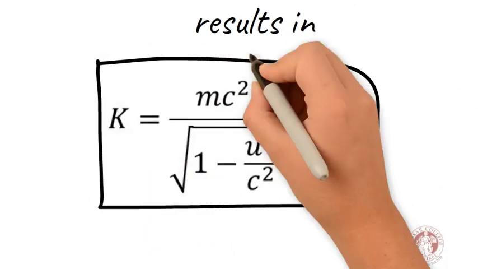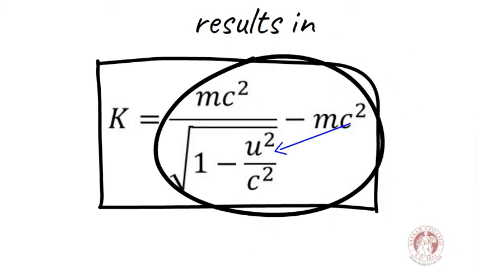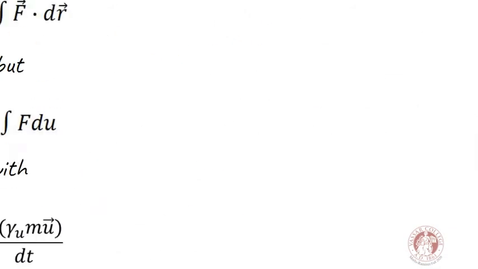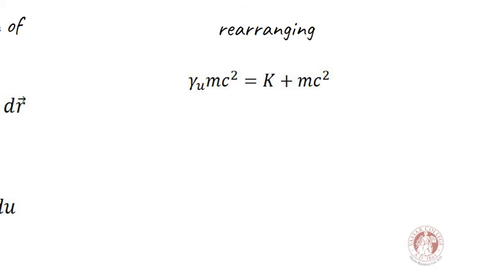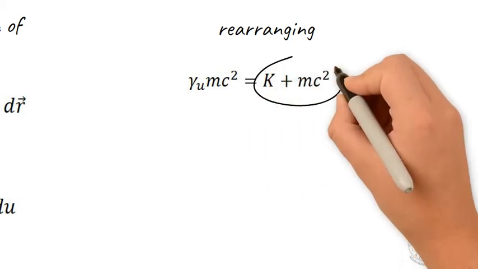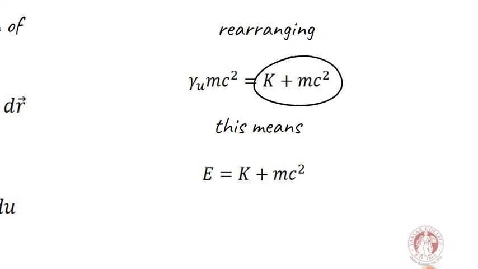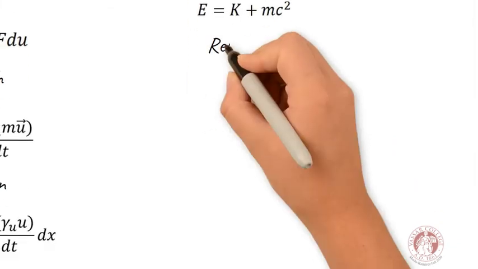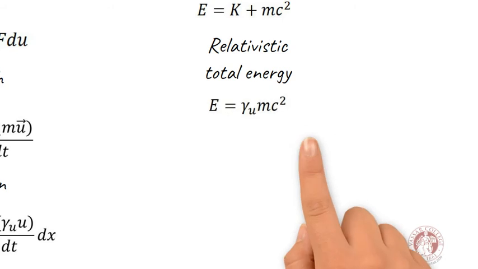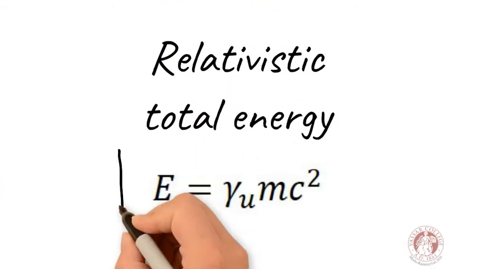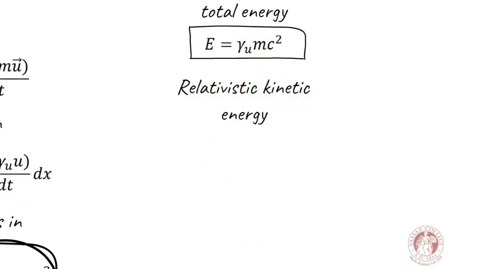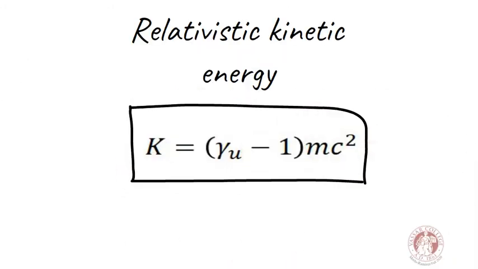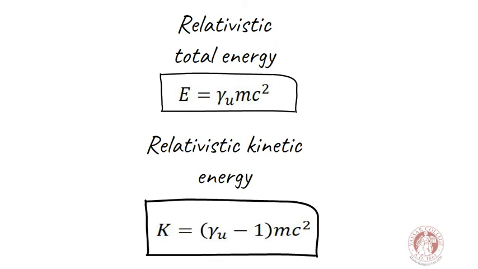Now let's turn our attention to the right side of the definition of the kinetic energy. We can see that if we rearrange the equation, we get the following. But, this equation has the form of the total energy. Then, we define the total relativistic energy in the following way. And the relativistic kinetic energy as follows. Again, don't forget that in both cases, the relativistic factor is using the speed of the body.